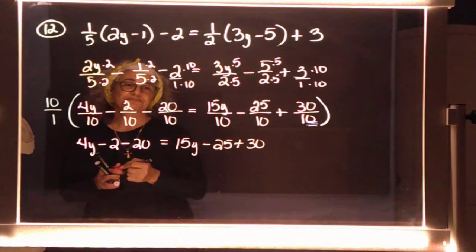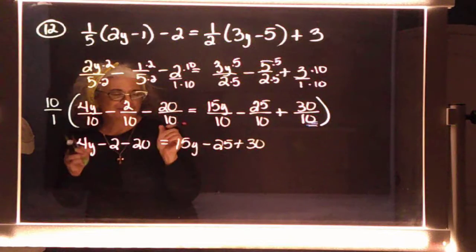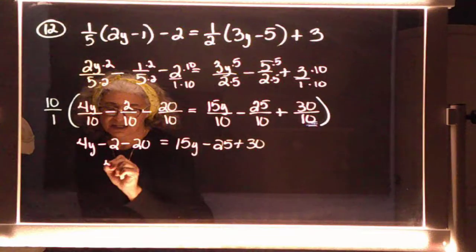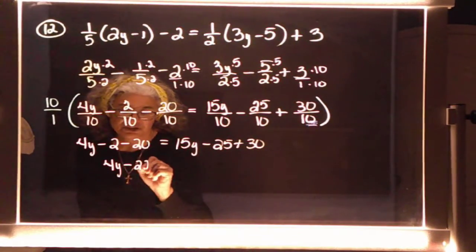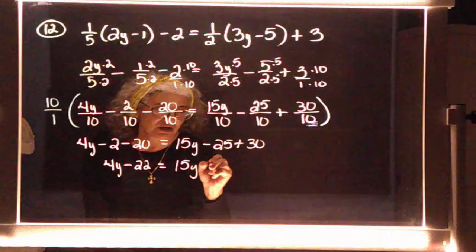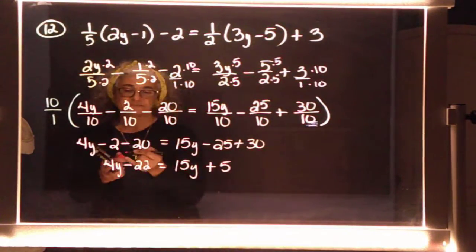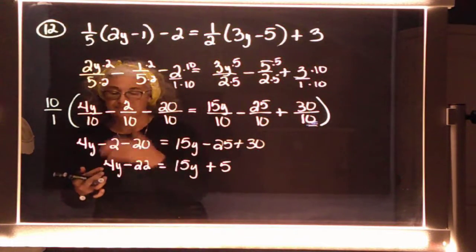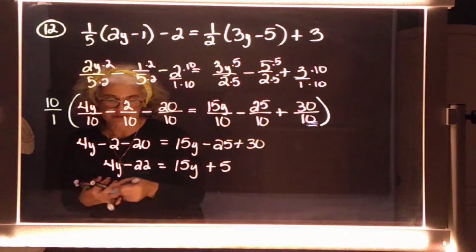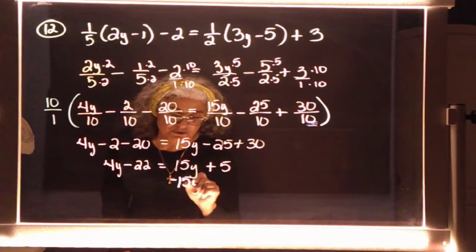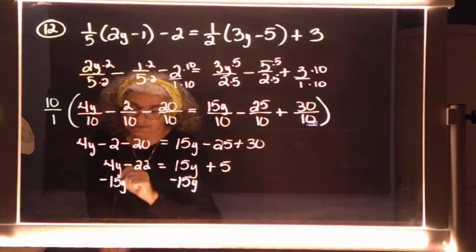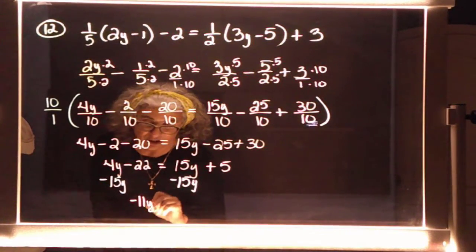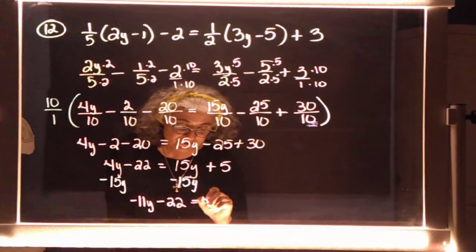Do you agree? Awesome. Okay, I'm seeing like terms on the left side and right side, so follow along. I'll have 4y minus 22 equals 15y plus 5. And now I need my y's on the same side. Okay, we'll put them on the left. Some of you want them on the left. And again, for us visual people, you should write these little steps in so it's easy to see. So I'll get a negative 11y minus 22 equals a 5.